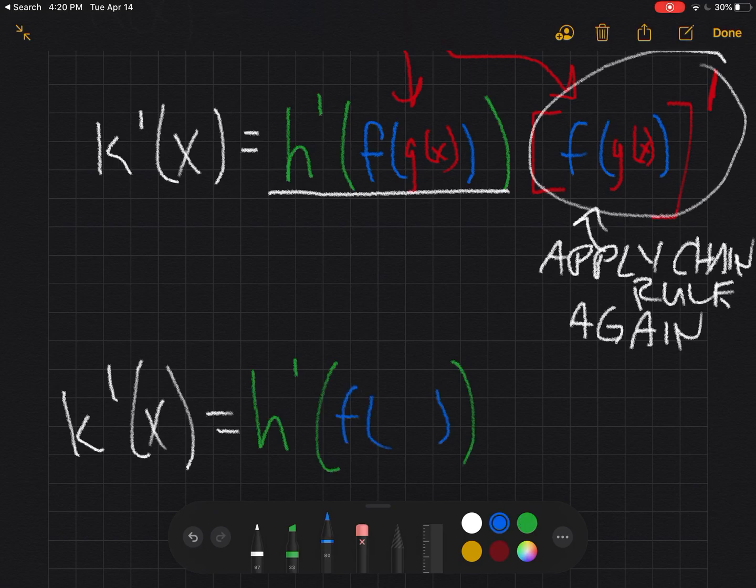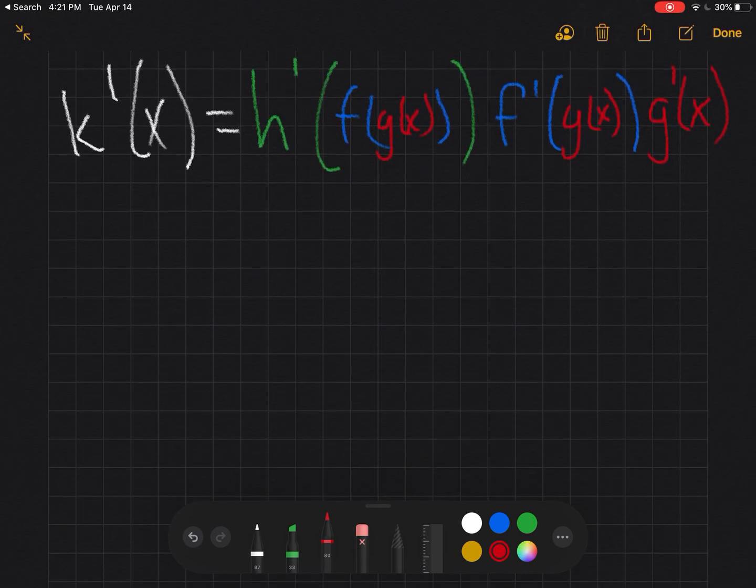Let's give myself a little bit more room. So now I have k prime of x equals h prime, and I'm just copying this from the line above. And then I have to take the derivative of this piece here, which means I'm just using the chain rule again. So let's go ahead and do that. Then I'm going to end up with f prime of g of x, the derivative of my outside function f, times g prime of x.